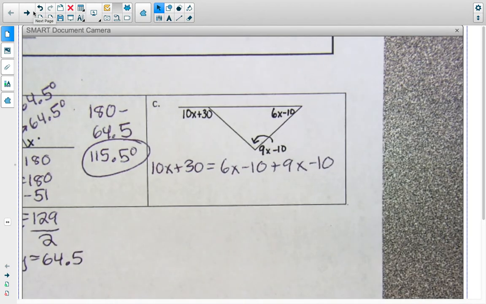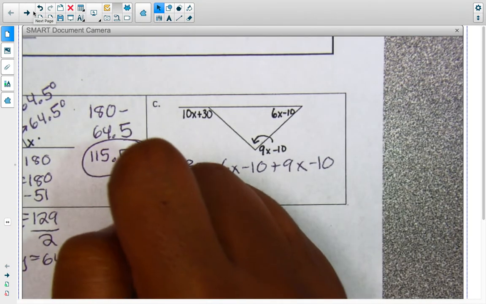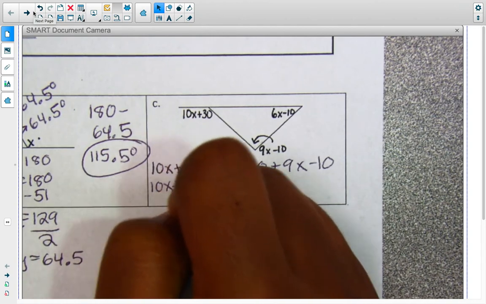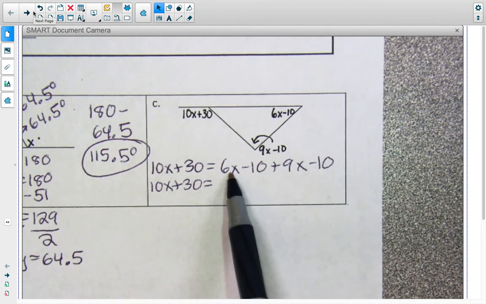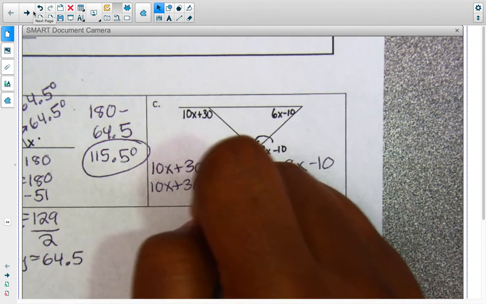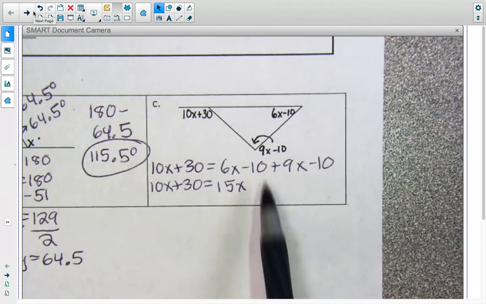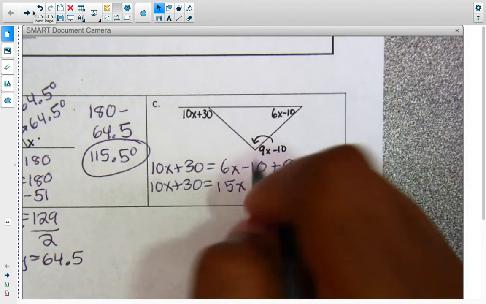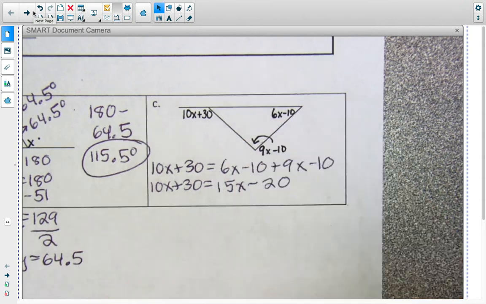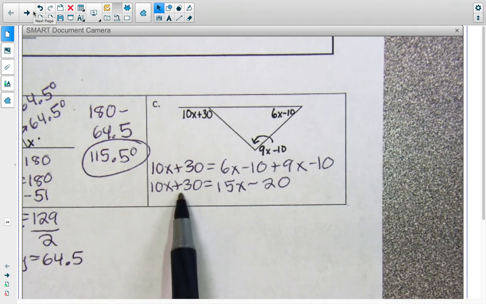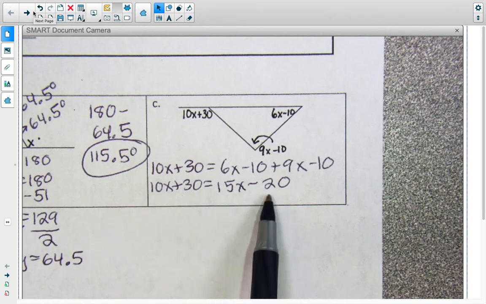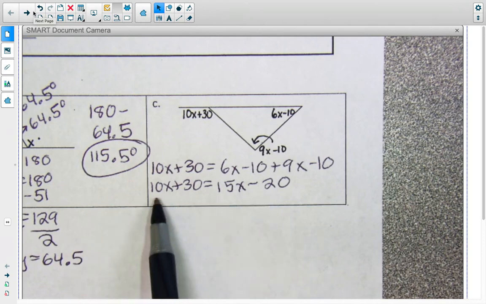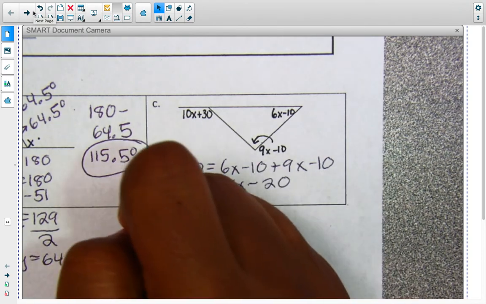And we'll go through and we'll solve our equation. So 10x plus 30. I got like terms, 6 and 9 is going to give me 15. I got numbers, -10 and -10. Add those together. Same sign, so you don't have to do opposites. From here, I got some different options. You can subtract 10x, subtract 30, subtract 15x, or add 20. Doesn't really make a difference. I'm going to subtract 10x from both sides.